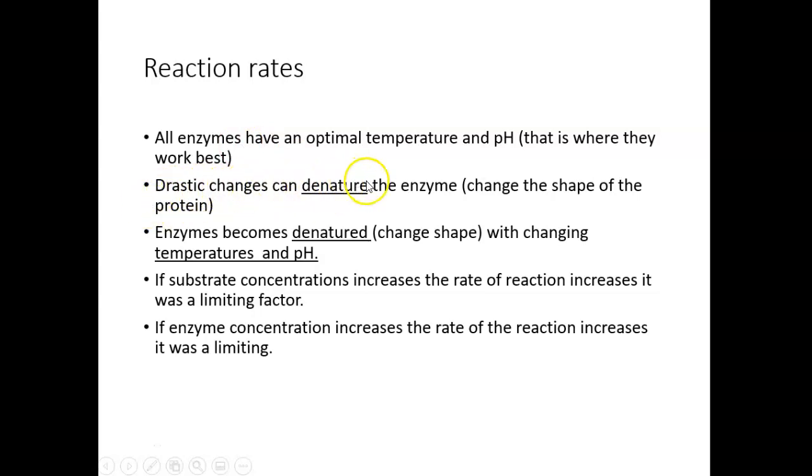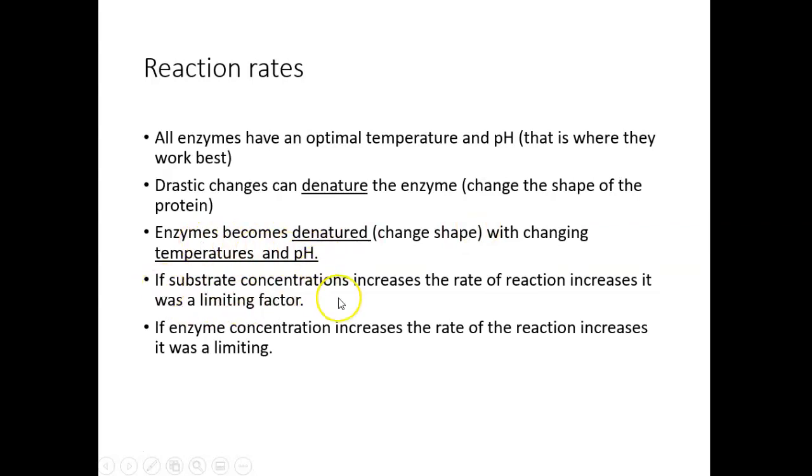Drastic changes can denature the enzyme. When we talk about denature, it's really breaking down the protein. One way I like students to visualize this, I think about cooking an egg. When you first put the egg in the pan, it's kind of translucent. But over time, as those proteins start to break down, they become more opaque in color. And you can actually visualize those proteins denaturing right in front of you. So the denaturing is the change in the shape of the protein. So enzymes become denatured or change shape with changing temperatures and pH.